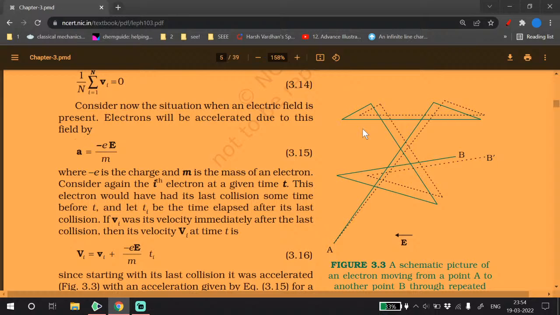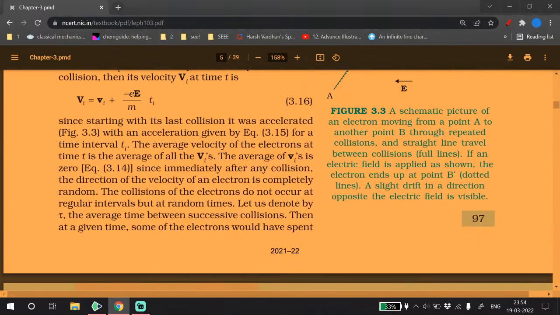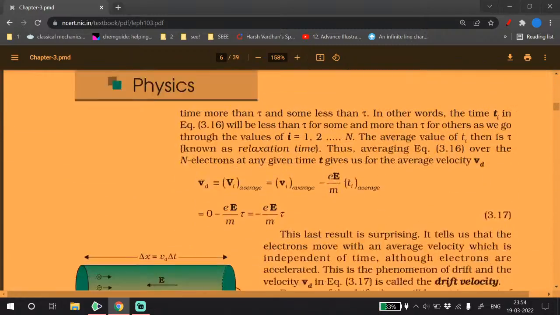As we can see from this figure, the normal B line represents the motion of the electron when the field is not applied. But when the field is applied, it slightly deviates from its position, and we can see B and B dash, where B dash is moving opposite to the electric field. That is exactly why we know that the force experienced by the electron will be opposite to the field direction.